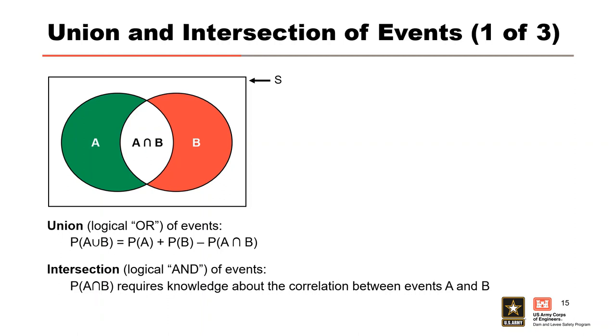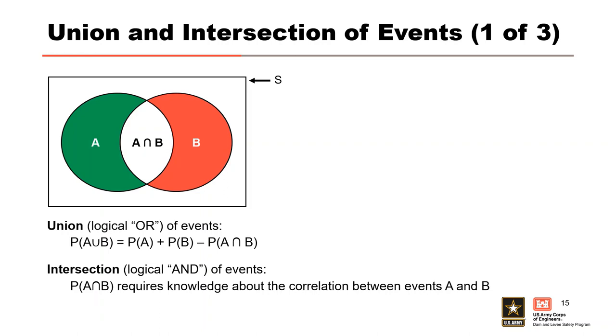The union and intersection of events was briefly introduced on the prior slide. The union of events is calculated by summing the probability of the events minus the probability of their overlap. It is the likelihood that event A or B or both occurs. The total probability of failure that we calculate during a risk assessment is the union of potential failure modes, which can be internal erosion, overtopping, or any other type of failure mode.